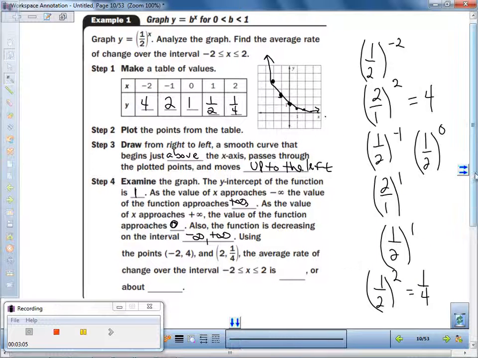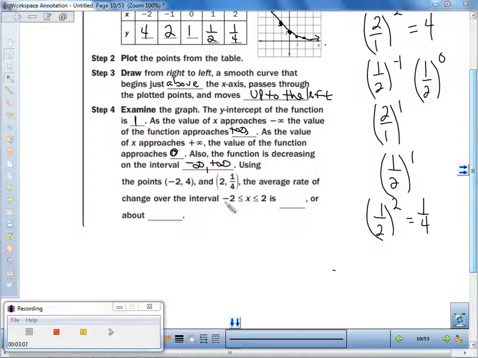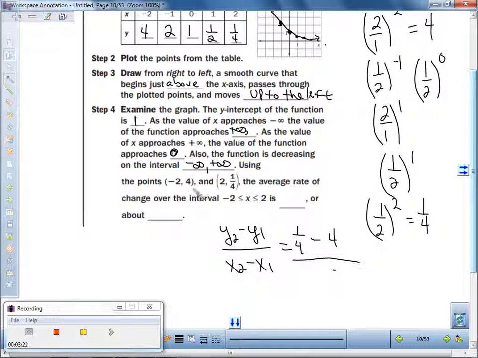Now I'm going to do some calculations down here to find the average rate of change. Remember, it's going to be y2 minus y1 over x2 minus x1. Okay, y2 is going to be 1/4 minus 4. Okay, because that's our y2. x2 is 2, x1 is -2, so 2 minus a -2, so we'll end up being plus here for 4 on the bottom.